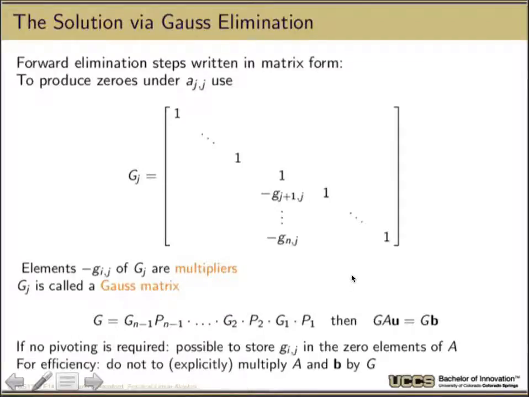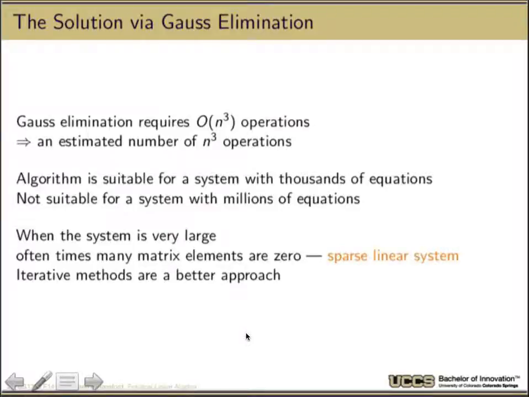If we want to look at the forward elimination written in matrix form to produce the zeros, we can actually view all of these as a sequence of shear elements down the stuff below the diagonal. So the elements of G_j are multipliers. G_j is called our Gauss matrix. And so we can view the sequence of getting G, a permutation if we need one, or pivot, G1, pivot 2, G2, up to Gn. And if no pivot is necessary, it's possible to actually store the elements back in the matrix. For efficiency, we don't explicitly ever multiply it this way. This is just a way of looking at it. You'll see why in a second we wanted to look at it that way.